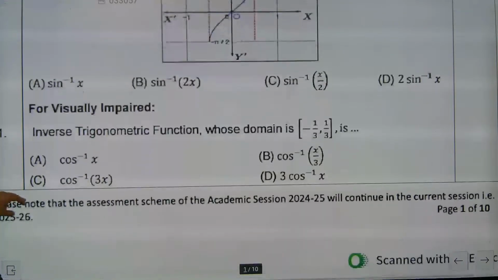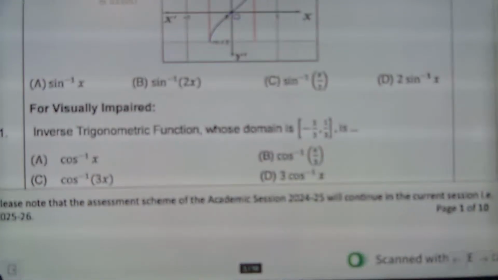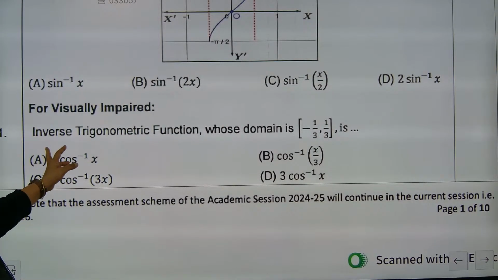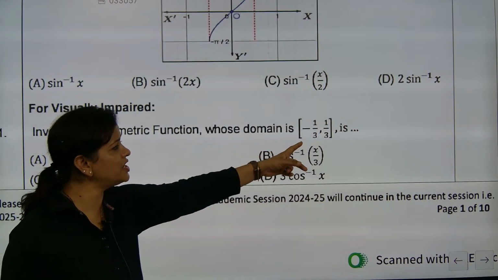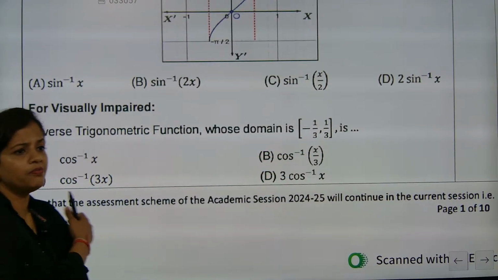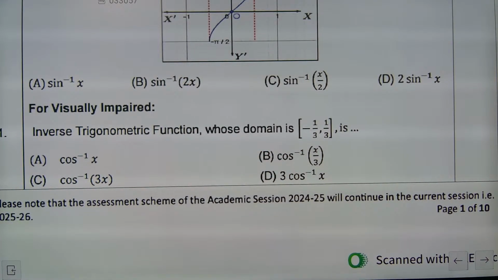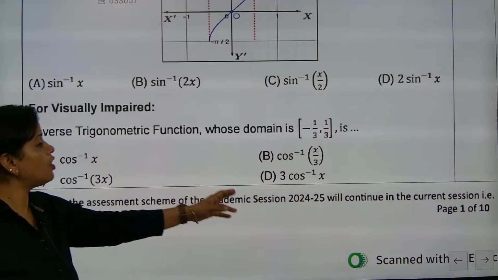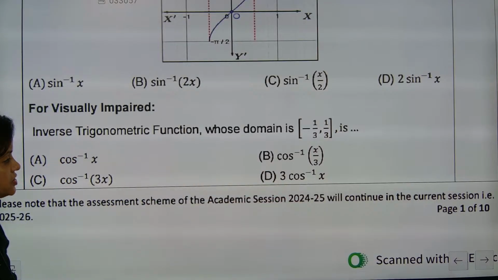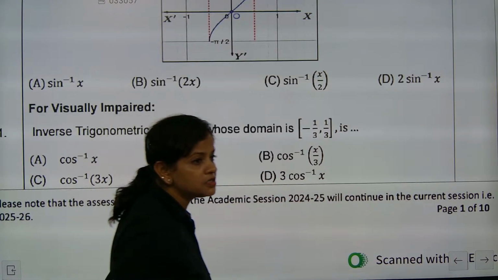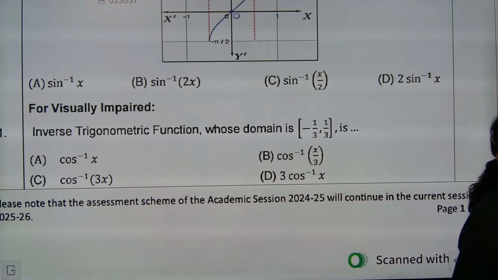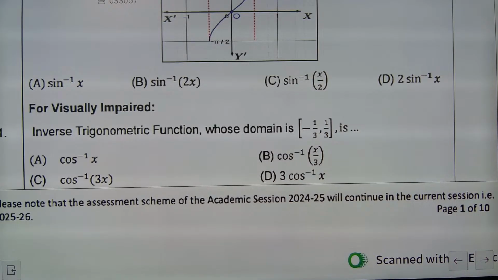Now here in inverse trigonometric function, you see the first part: an inverse trigonometric function whose domain is -1/3 to 1/3. Can you tell me what will be the answer? Cos inverse x, or cos inverse 3x, or cos inverse x by 3, or 3 cos inverse x. Please kindly solve this question very carefully. What answer is it going to be?